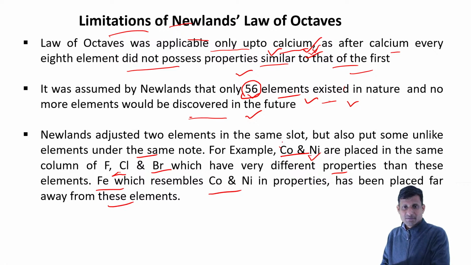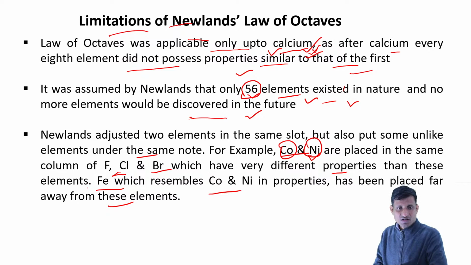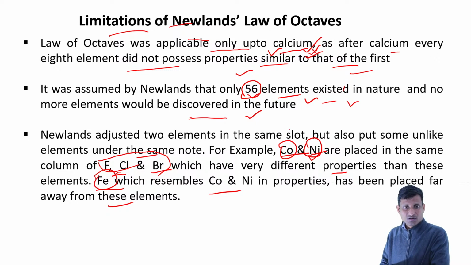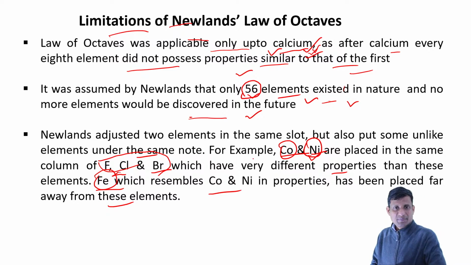So basically, even though copper and nickel have very similar properties to iron, they were kept in a different place, and cobalt and nickel, which have very different physical and chemical properties, were kept in the same group. So these are the major limitations of Newlands' law of octaves.